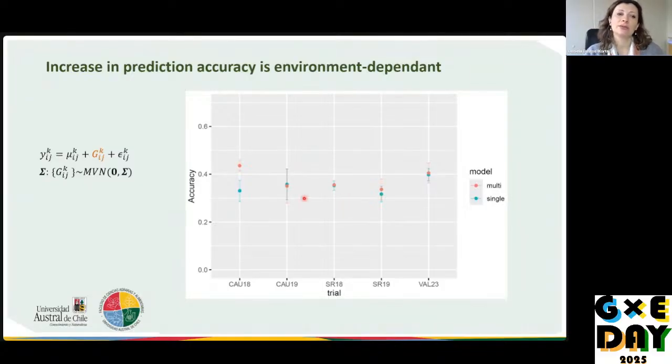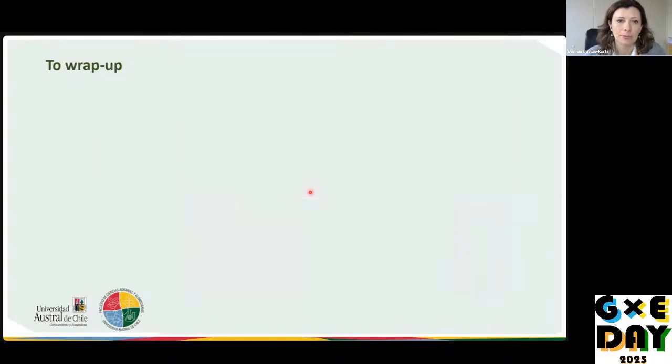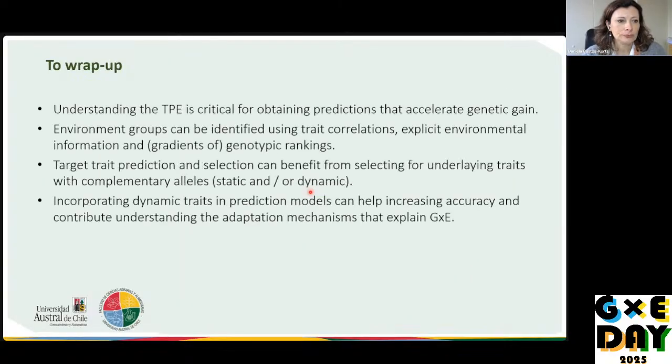But the idea here, this prediction accuracy shows the path on how to summarize traits over time, summarize G/E, and put them all together to predict the target trait. That's the idea. So, to wrap up, understanding the TPE is critical for obtaining predictions that accelerate genetic gain.